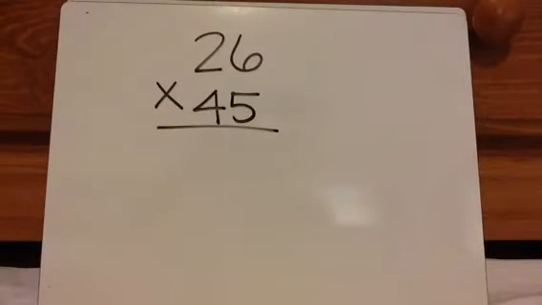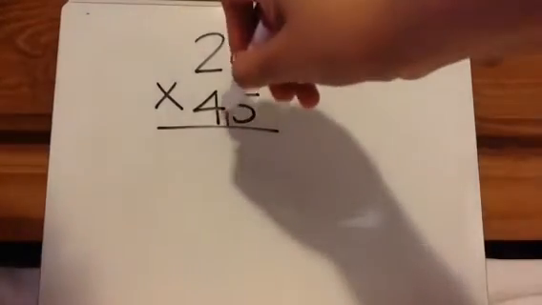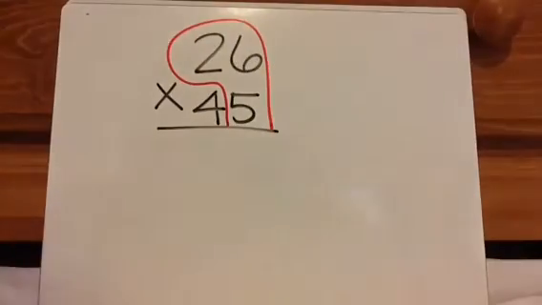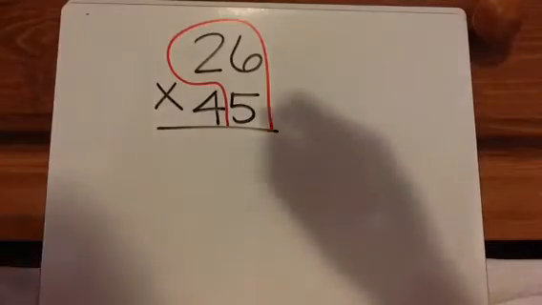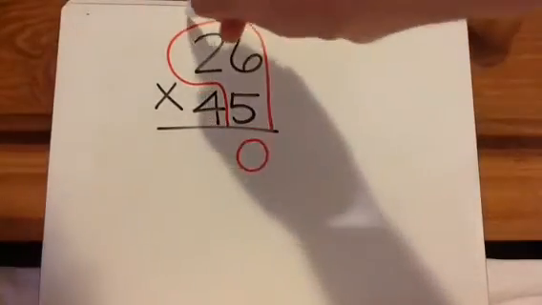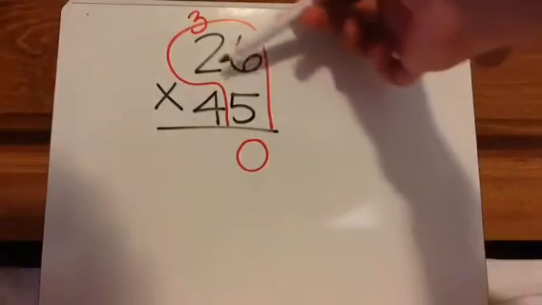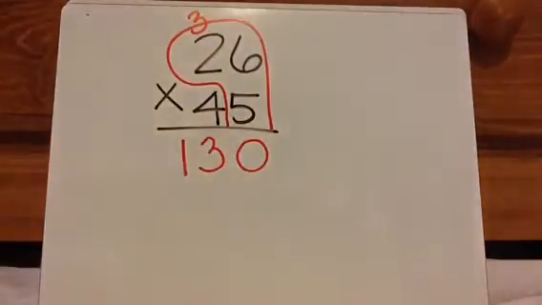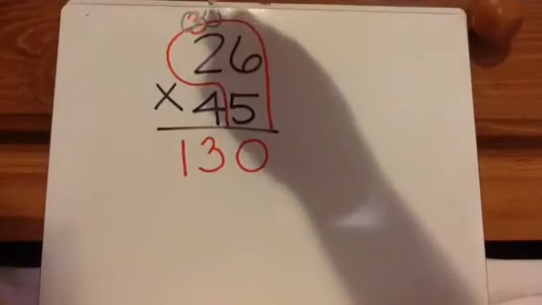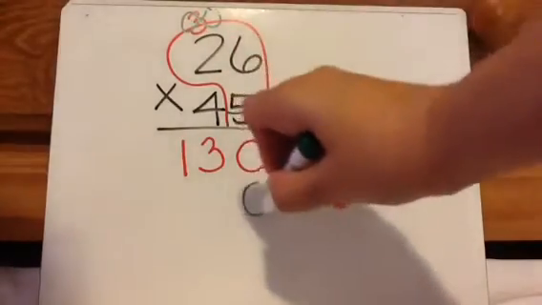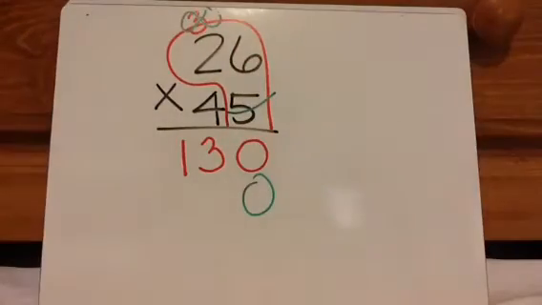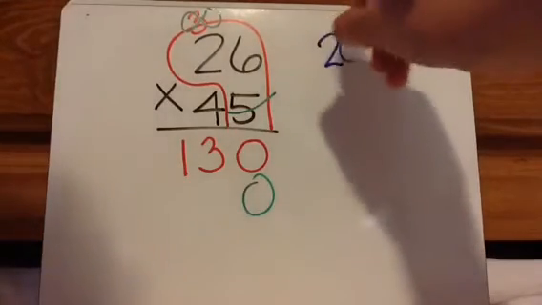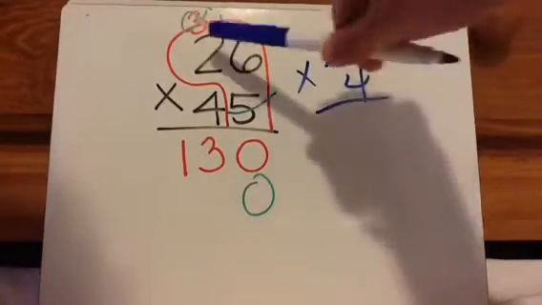Step 1 is draw the turtle and multiply 26 times 5. 6 times 5 is 30. Carry the 3. 5 times 2 is 10, plus 3 is 13. Okay. Step 2 is give it a bow tie, give it a collar, lay an egg. Step 3 is now 26 times 4. This right here.